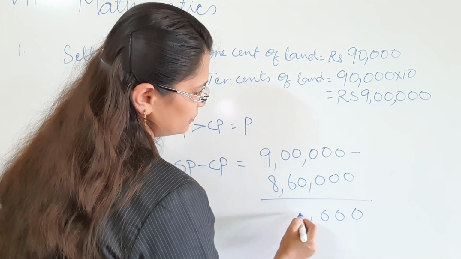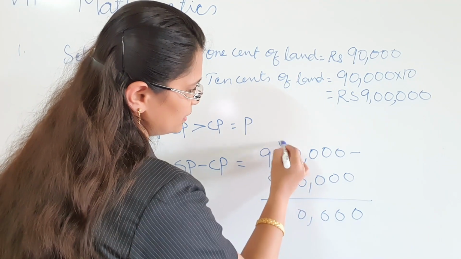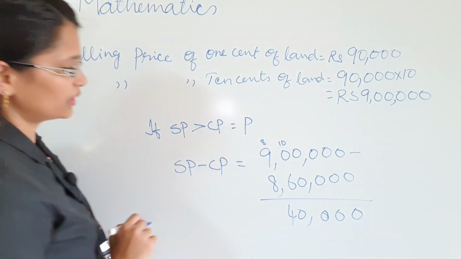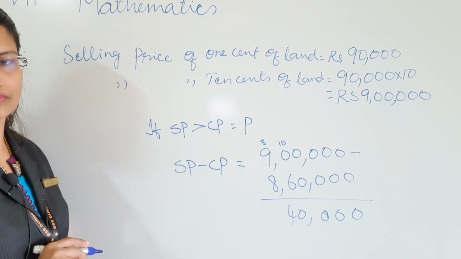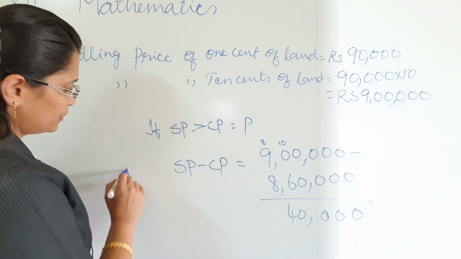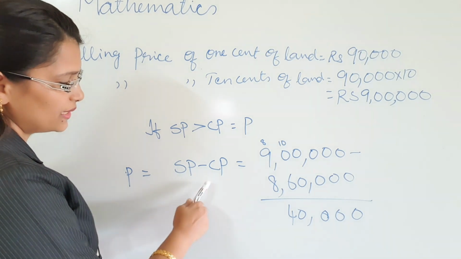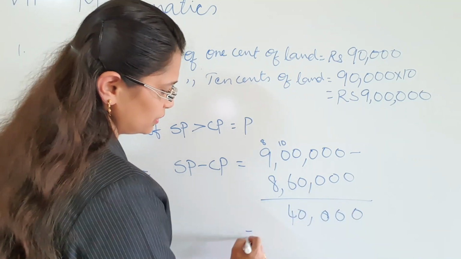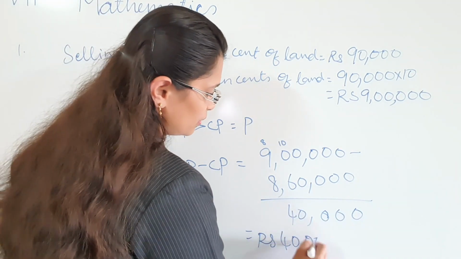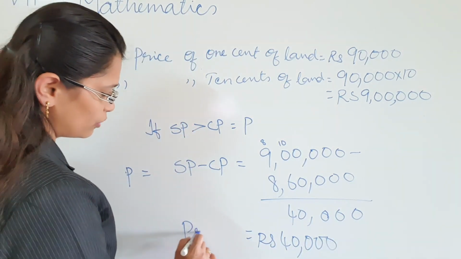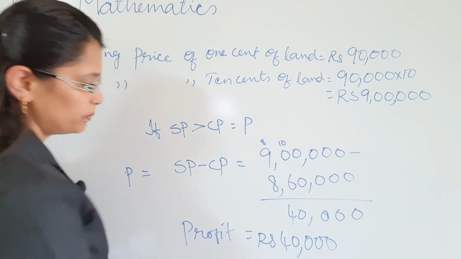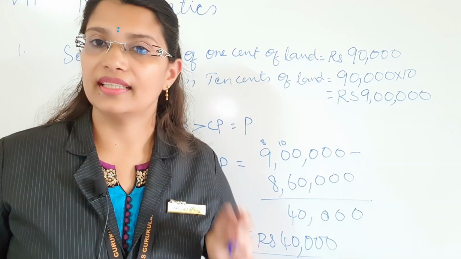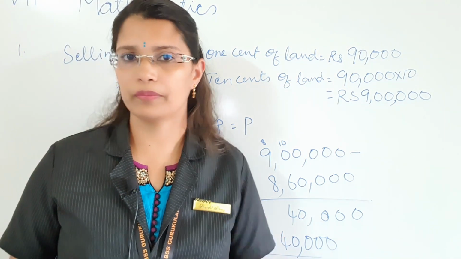8,60,000. So here 10 minus 6 is equal to 4. So rupees 40,000 gain. Is this clear, children? So you can write profit is equal to selling price minus cost price is equal to 9 lakh minus 8 lakh 60,000 is equal to rupees 40,000. Understood? So profit is equal to rupees 40,000. Is this clear, children? Gain is another word for profit.